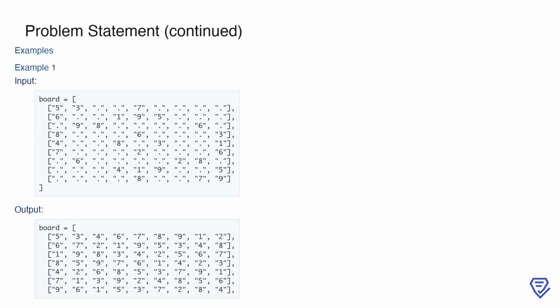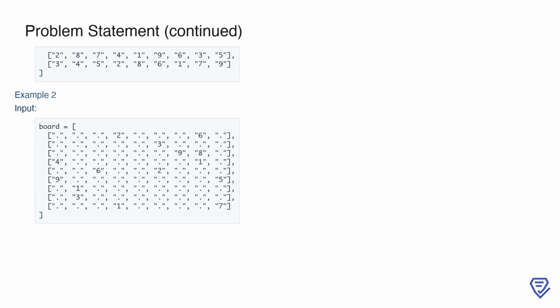Notice how the previously empty cells are now filled with numbers that preserve the constraints of the puzzle. Continuing with another example, we have a different input board with more empty cells. This board has fewer initial numbers filled in, making the puzzle more challenging. For instance, the first row contains only the number 2 and a 6, while most of the other cells are empty. Despite this, the output shows a valid solution where all rows, columns, and subboxes contain the digits 1 to 9 without any repetitions. This demonstrates the importance of carefully applying the backtracking algorithm to explore possible solutions and ensure the rules are met.